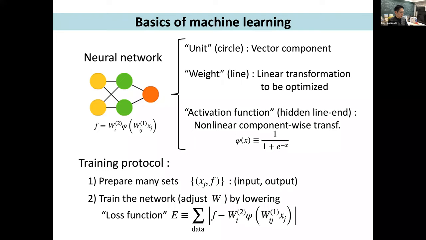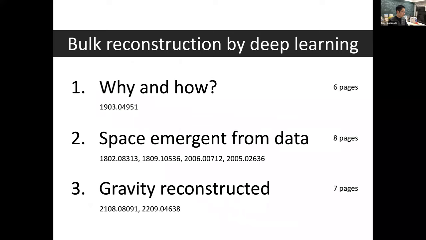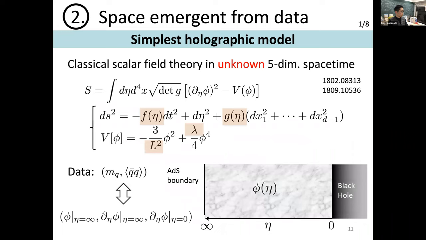So let me apply this kind of technology, which is behind all the AI investment these days, to our holographic program. So in section two, space emergent from data. Let's consider this kind of program. This is one of the simplest holographic models. Let's consider a classical scalar field theory in an unknown curved five-dimensional space-time. This is supposed to be dual to QCD, but we don't know what the background metric is. We don't know what the AdS radius is. We don't know what the coupling of this scalar field is. So these are unknown parameters.